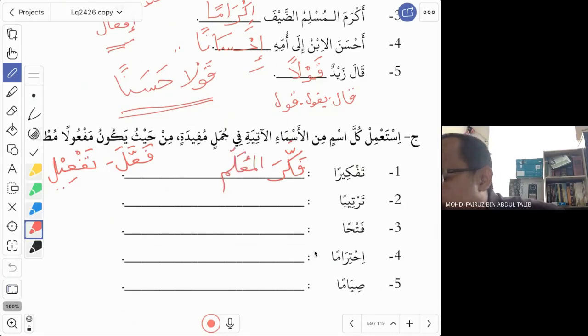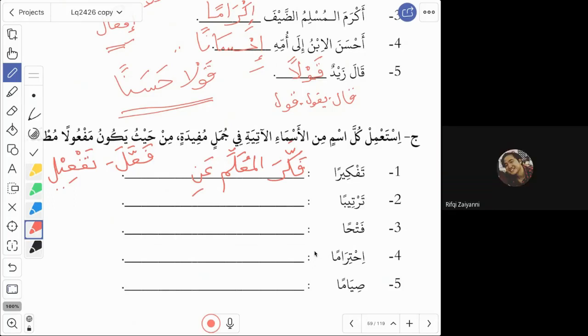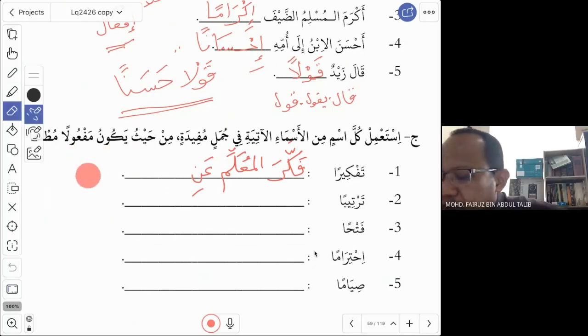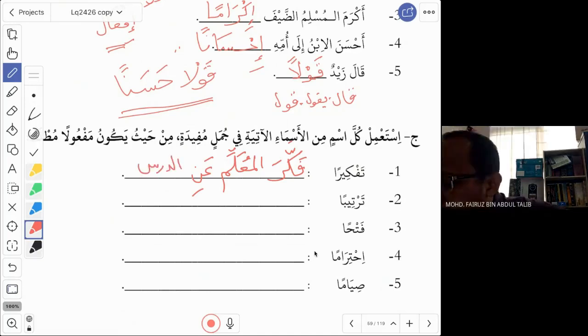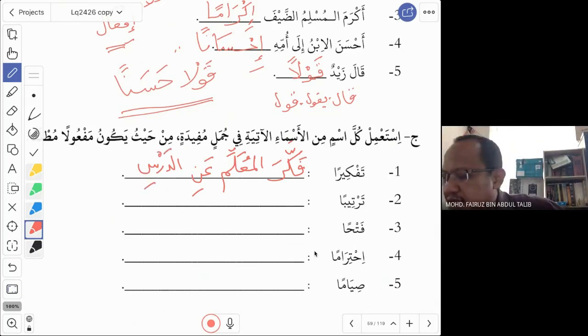Maybe you can add, he thinks about, maza, 'anil, for example. Fakkara, about the lesson. Ad-dars. Fakkara al-mu'allimu 'anid dars, about the lesson, or 'anit talib, about the student. Okay, so it is up to you. Fakkara 'anid darsi. Now, this is just a normal sentence without any tawkid. Okay, you want to emphasize. So what do you do? Add a maf'ul mutlaq in the end.